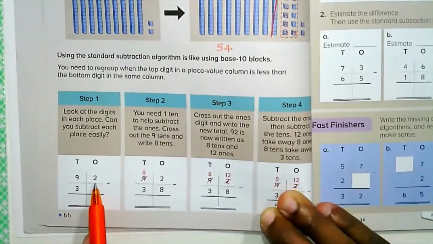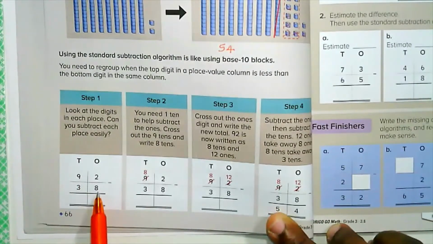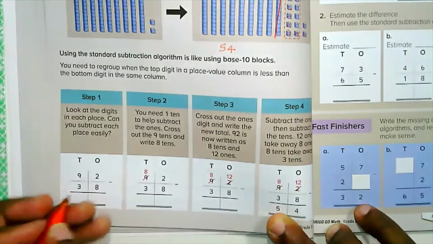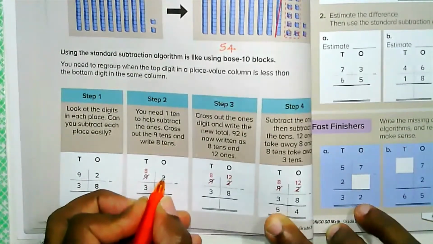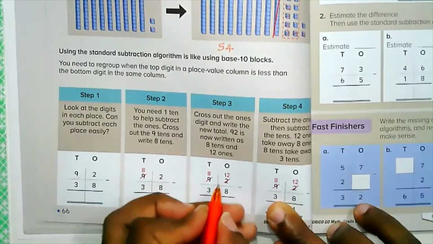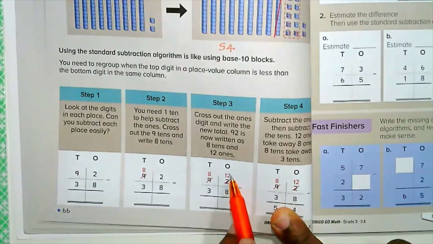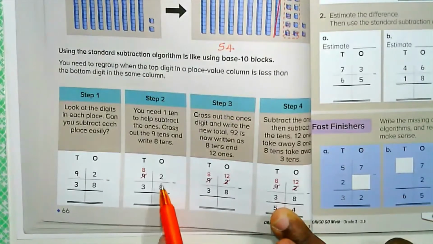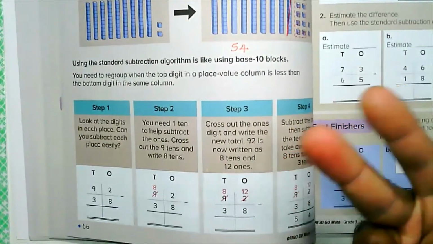So we write 92, 9 tens, 2 ones, and 38, 3 tens and 8 ones. So we regroup this one to be 8 tens, and the 1 tens, we bring it over to the 2, so it will be 12 ones, right? Then 12 minus 8, because we cannot subtract 8 from 2.